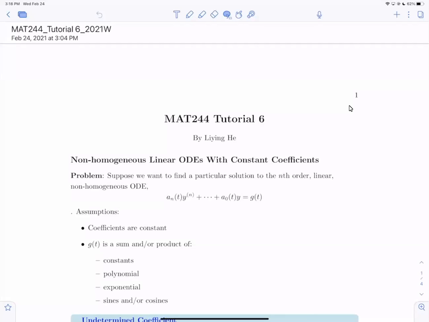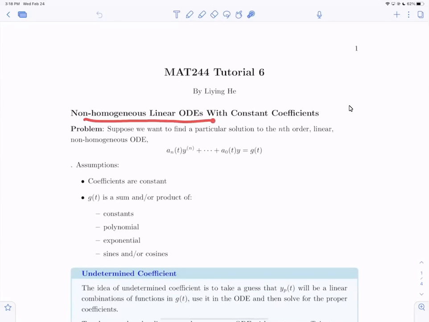Okay, so in this tutorial we will mainly just talk about non-homogeneous linear ODEs with constant coefficients. Before, we talked about homogeneous linear ODEs with constant coefficients, and I talked about 3 different cases: when you have a distinct real root, when you have a repeated root, and when you have a complex root. Before we start, make sure you still remember what we did last time, because to solve a non-homogeneous linear ODE with constant coefficients, you need to do the homogeneous one first.